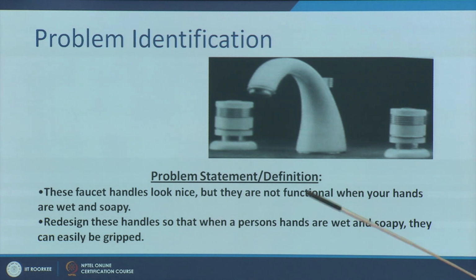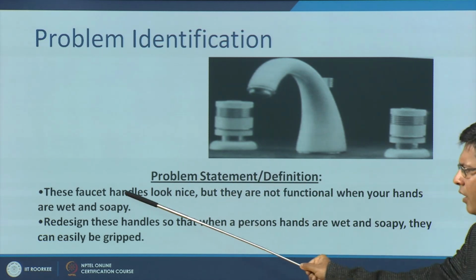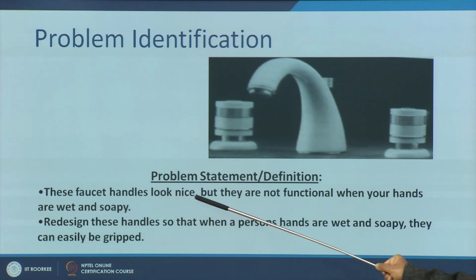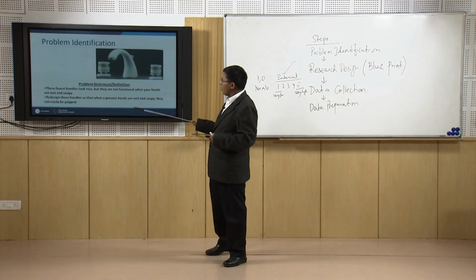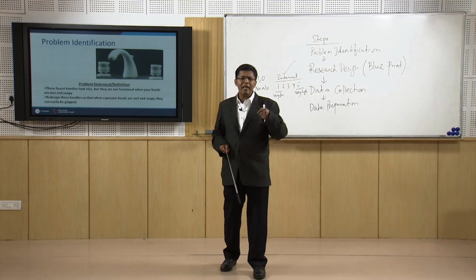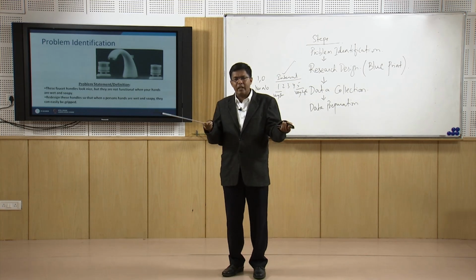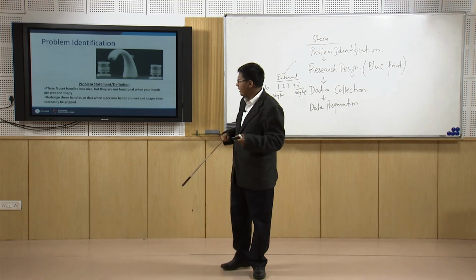Now, let us take this case of a firm which is manufacturing taps, basically. So, the problem statement here is this: the faucet's handles look nice, but they are not functional when your hands are wet and soapy. So, what is the solution? Redesign these handles so that when a person's hands are wet and soapy, they can still be gripped easily. So, as a result, when you understand the problem more clearly and explicitly, you have a better way of thinking, and you can obviously get a better solution, right.